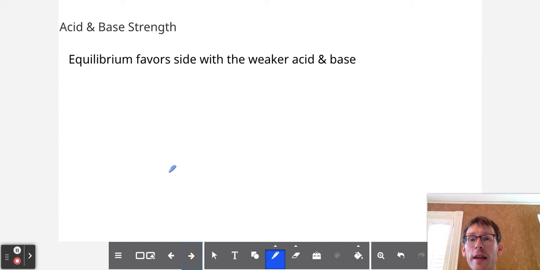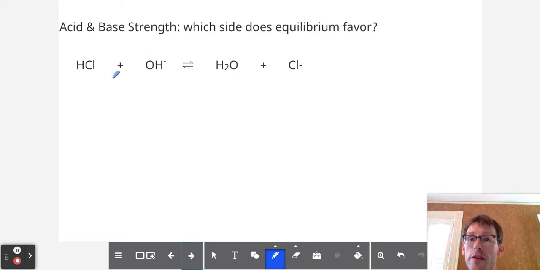So in an equilibrium process, the equilibrium will favor the side with a weaker acid and base. So if we look at HCl and OH-, this is a strong acid, one of the seven. OH- we're going to call a strong base. And at equilibrium with water, well, water is going to be a very weak acid. Chloride, as we've discussed extensively, is a weak base. So this reaction isn't really even at equilibrium. Pretty much 100% goes towards the right side.